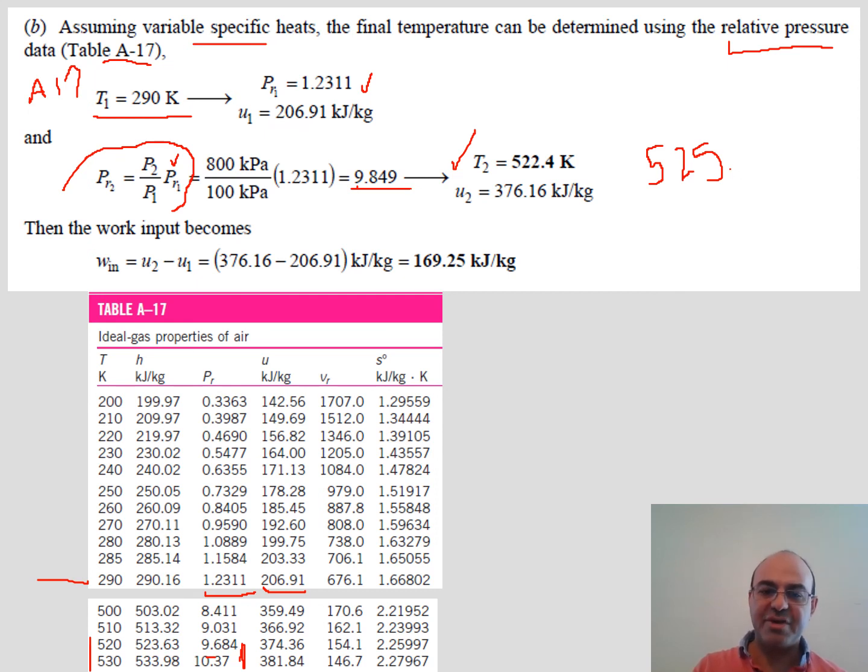In addition to temperature, you do need to do interpolation to find U, the internal energy, as well, from this column. Based on the interpolation, you find U2, and therefore W per unit mass is equal to U2 minus U1, equal to 169.25, based on the exact analysis. Based on the approximate analysis, the number was 171. So it's about a 1%, a little bit more than 1% difference.